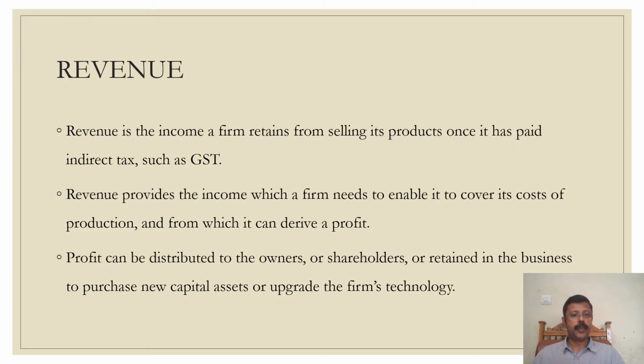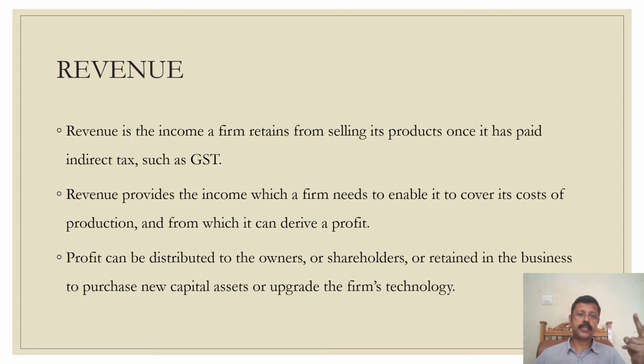Now, revenue. Revenue is the income of the firm which they gain from sales, after deducting all the taxes and other expenses. Revenue provides the income which the firm needs to enable it to cover the cost of production and from which it can derive profit. So, revenue means the total collection before deducting the cost of production. And from revenue, when you deduct cost, you get what? You get profit. Profit is distributed to owners, shareholders, or retained in the business.